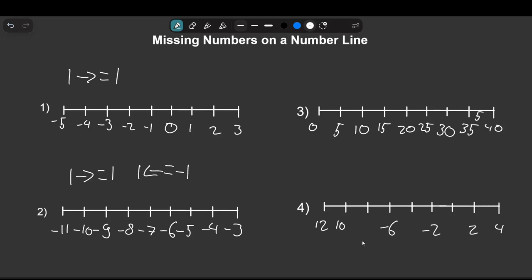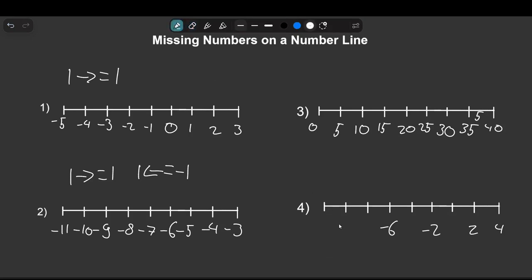So this one can be a bit more complicated because it's just a bit weird numbers. Let's get rid of this 12 to make it even more complicated. So we have no numbers right next to each other. We only have numbers with a space between them. We also don't have many positive numbers, but that's okay because we're going to find these. So we have minus 10, minus 6, minus 2, 2, and 4.